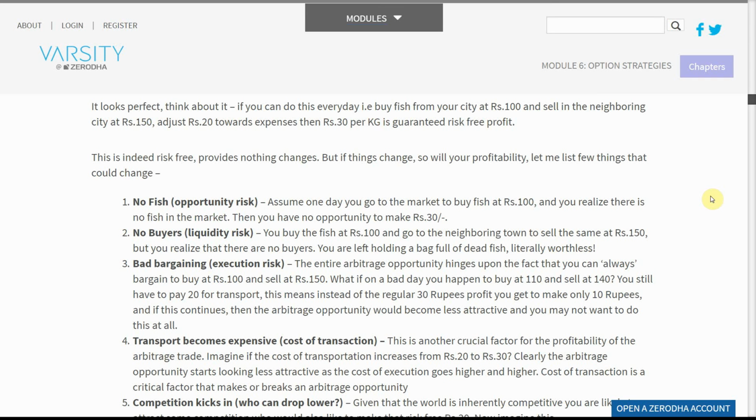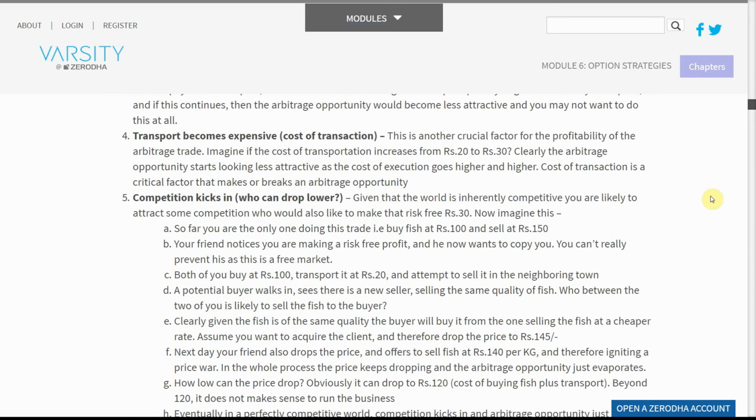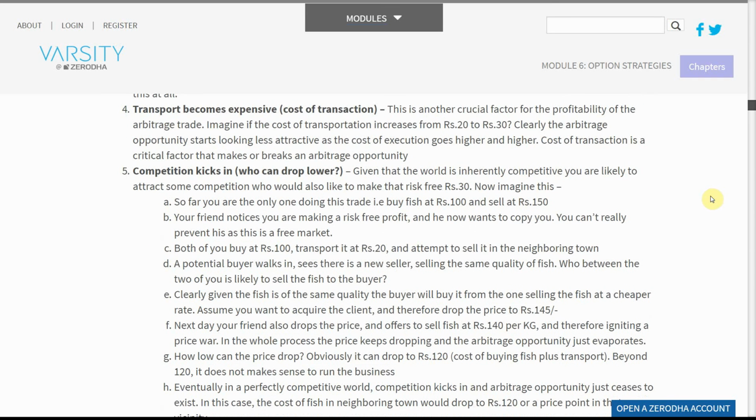then the arbitrage opportunity would become less attractive and you may not want to do this at all. Transport becomes expensive, cost of transaction. This is another crucial factor for the profitability of the arbitrage trade. Imagine if the cost of transportation increases from 20 rupees to 30 rupees. Clearly, the arbitrage opportunity starts looking less attractive as the cost of execution goes higher and higher. Cost of transaction is a critical factor that makes or breaks an arbitrage opportunity.